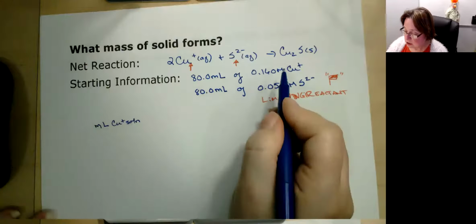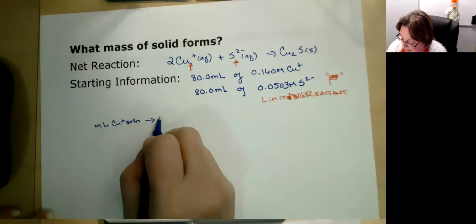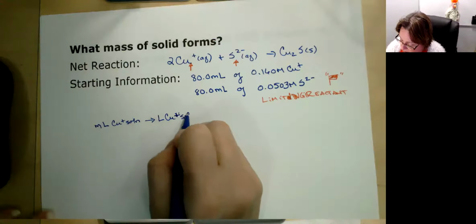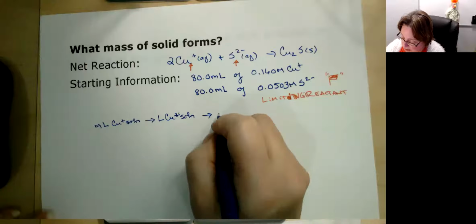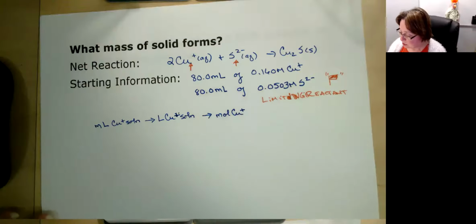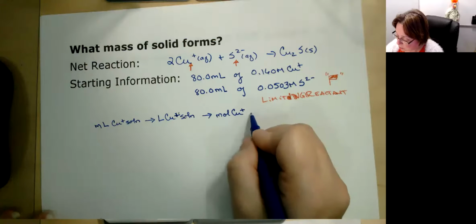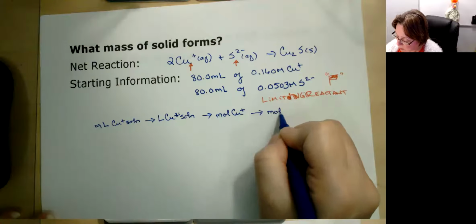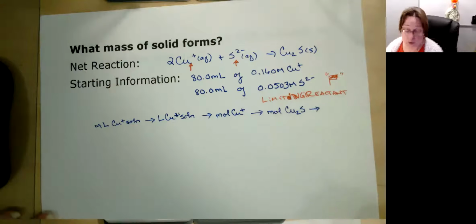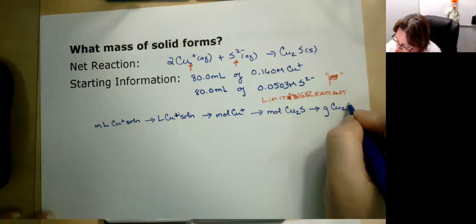Right? And in order to use our reaction, we have to get to moles. And in order to get to moles for a solution, we have to be in liters of our copper 1 solution. And then we can use our molarity to get to moles of just our copper 1 that we're interested in. Now that we're in moles, we can use our balanced reaction and those coefficients to change it into moles of copper 1 sulfide. And then lastly, since we wanted mass eventually, we can change from moles to grams of our copper sulfide.